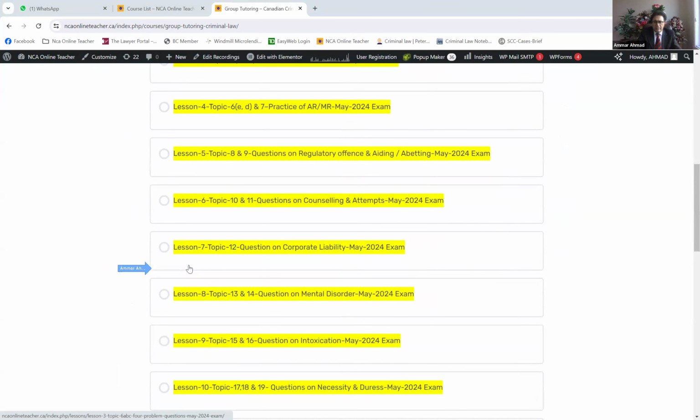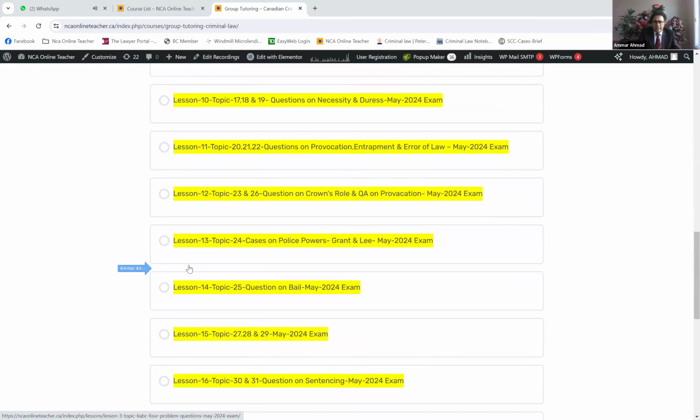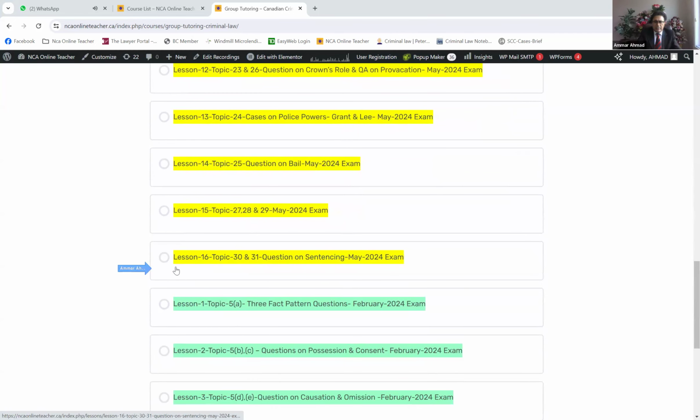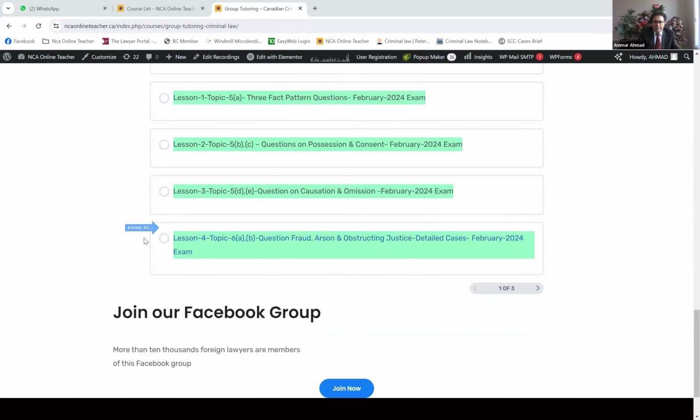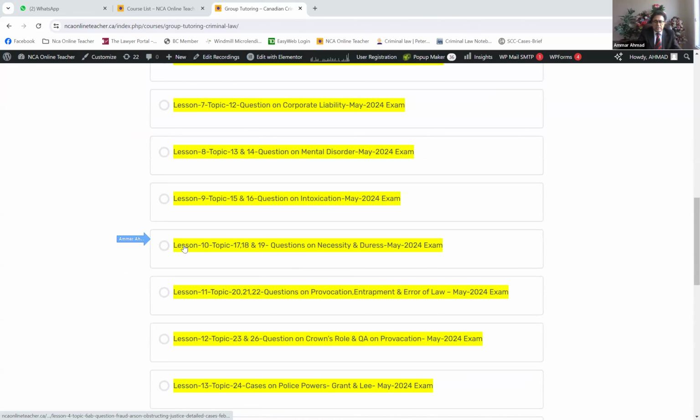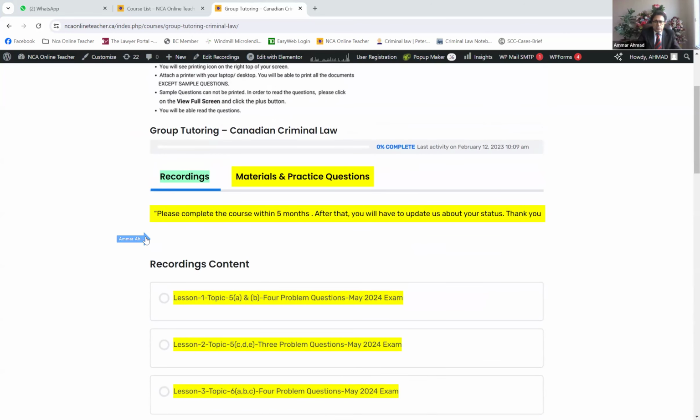Scroll down and you can see how detailed the recordings are. There are around 16 lessons. Every lesson is around 2 hours, so this is like 32 hours of recording. Then if you scroll down, you see the green ones. These are the recordings from the previous session. At the bottom of the page, you can see page 1 of 3, and then you will see further recordings. Scroll up, my dear friends, and then you will see materials and practice questions.